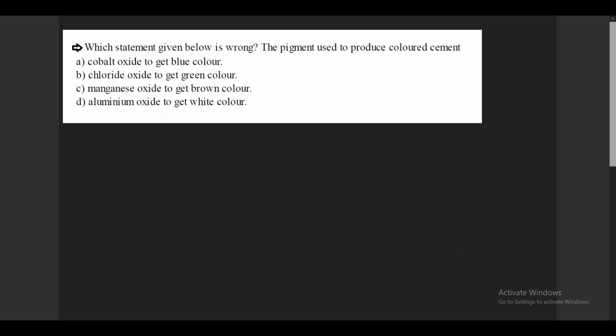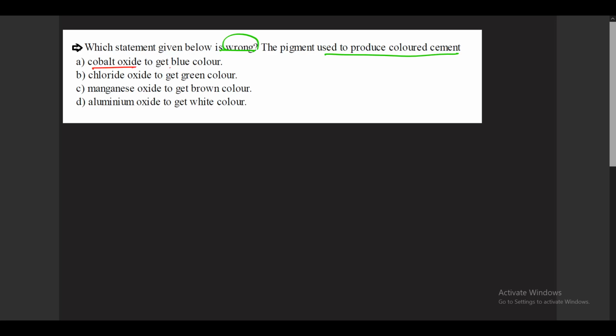Now the next question here is, which statement given below is wrong? They are asking about the wrong statement, and it concerns the pigment used to produce colored cement. These are the different pigments given in the options, and the color imparted by these pigments when we combine them with the clinkers. So one by one we will read that.